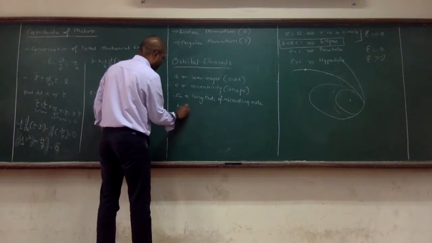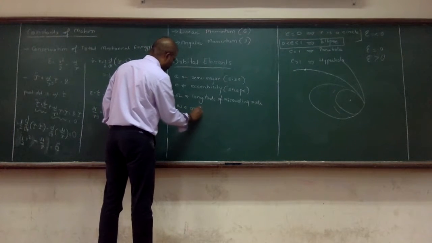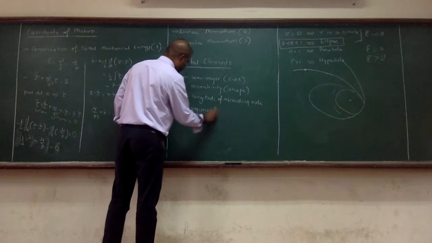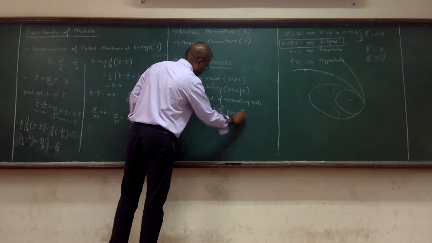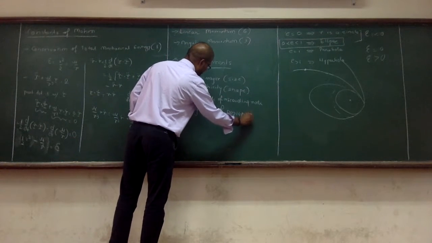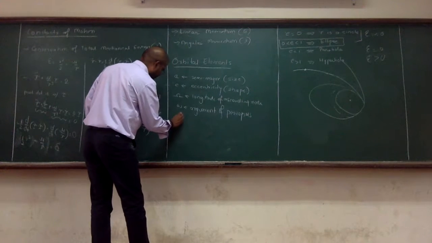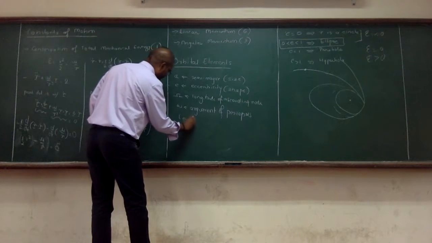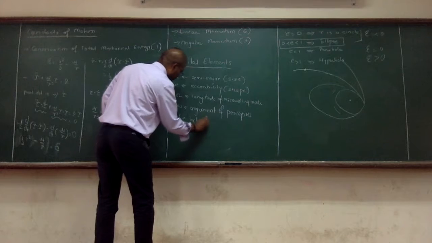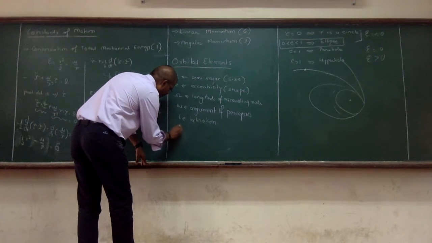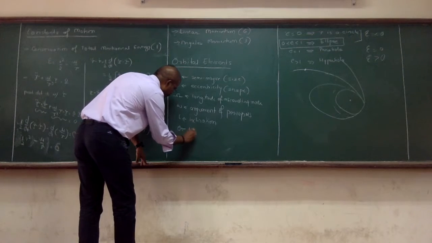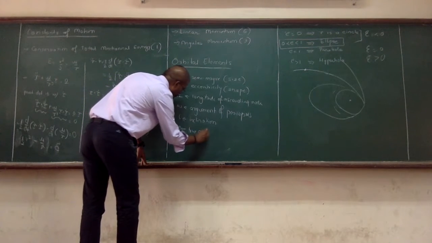Small omega will be argument of perigee. Then you have i, the inclination. And finally you have theta, which is the true anomaly.